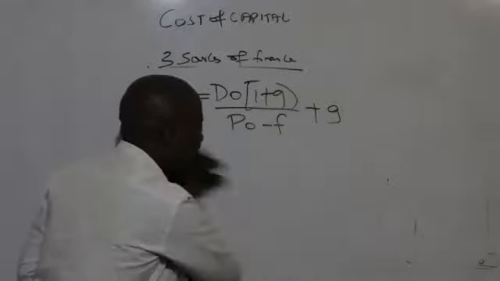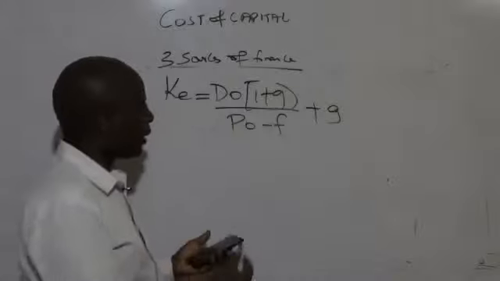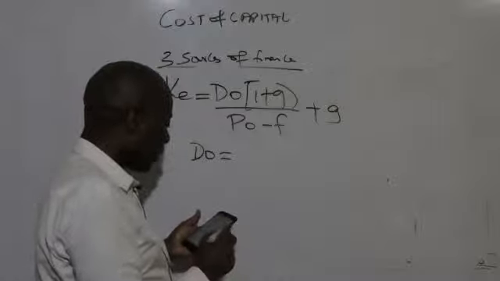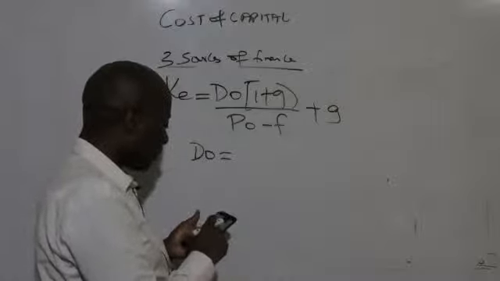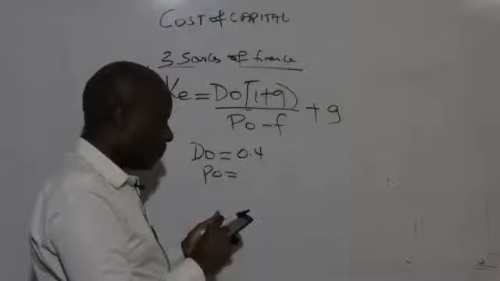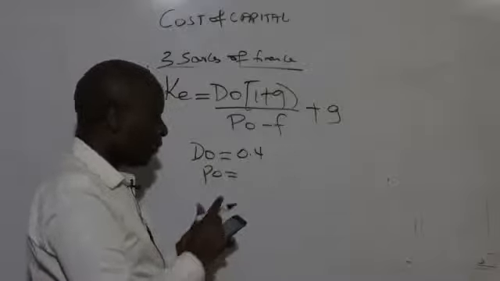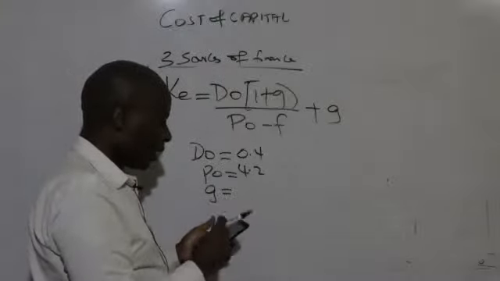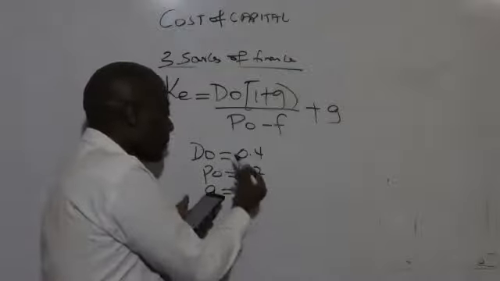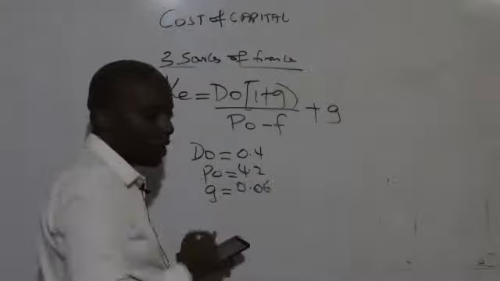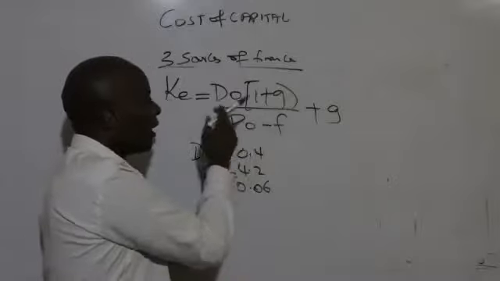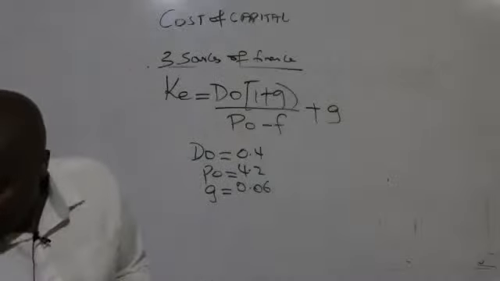Quite easy. Ladies and gentlemen, these people have given us our D0. They have told us that our D0, the dividend which has just been paid, is 0.4. And then we have our P0, which happens to be 4.2. These guys have given us the growth rate, they're telling us 6%. 6% is the same as 0.06. So come and plug the figures in here.